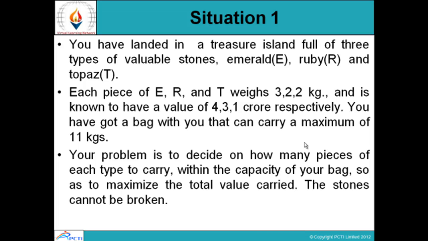Situation 1. You have landed on a treasure island full of 3 types of valuable stones: emerald, ruby and topaz. Each piece of E, R and T weighs 3, 2 and 2 kg and is known to have a value of 4, 3 and 1 crores respectively. You have a bag with you that can carry a maximum of 11 kg. Your problem is to decide how many pieces of each type to carry within the capacity of your bag so as to maximize the total value carried. The stones cannot be broken.